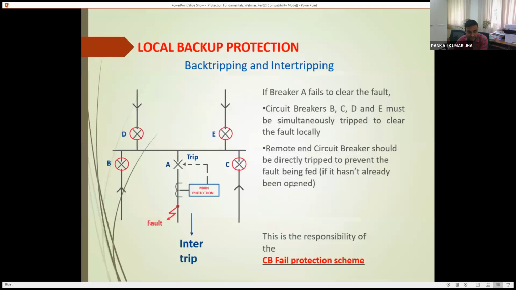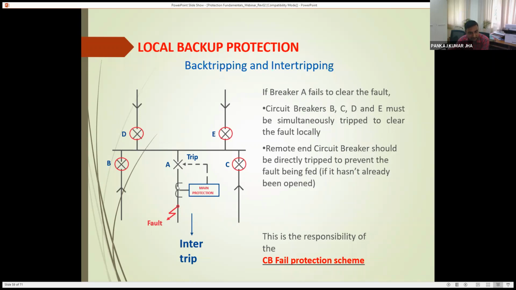Now the LBB protection is a very simple protection. If you see here, suppose there is a fault on this transmission line, what should happen? This breaker should trip. If this breaker fails to trip due to any reason, then all the other feeders or all the other breakers which are feeding this fault must be tripped. So in the present case, B, D, E, and C must be tripped. This is called back trip.